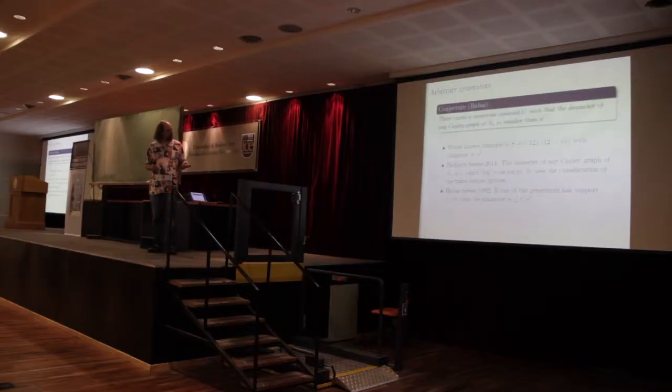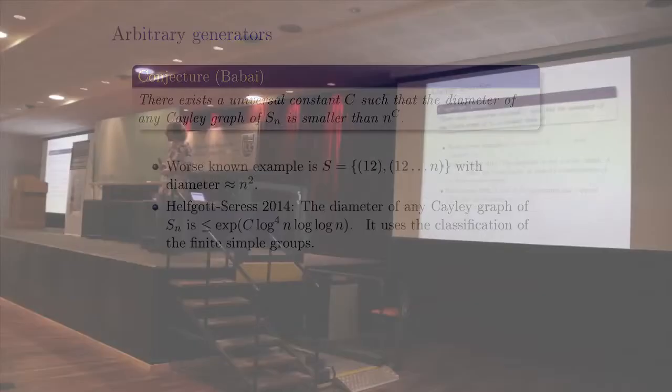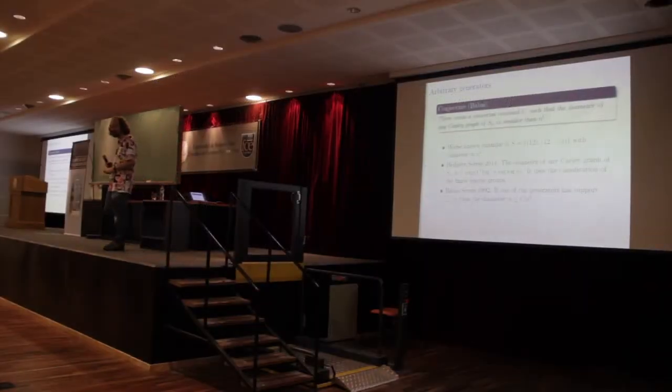Here's another general result, which I like a lot. Suppose one of the generators has support smaller than 1/3 n. So, for example, this generator has support 2. The support is just the number of points which are moved. This one has support n, but this one has support 2, which is definitely smaller than 1/3 n for most interesting n. Then the diameter is smaller than n to the h. So that's a very general result. It applies to many interesting cases. And here's one result for random generators.